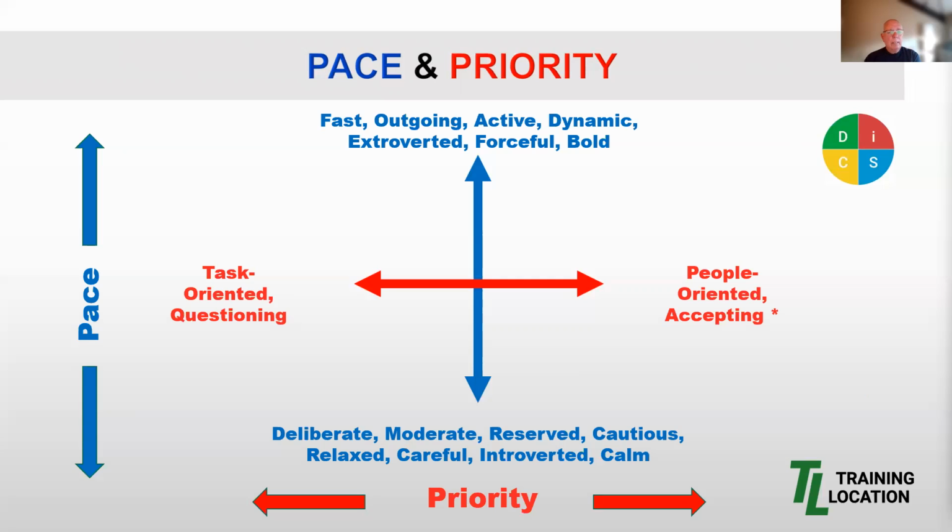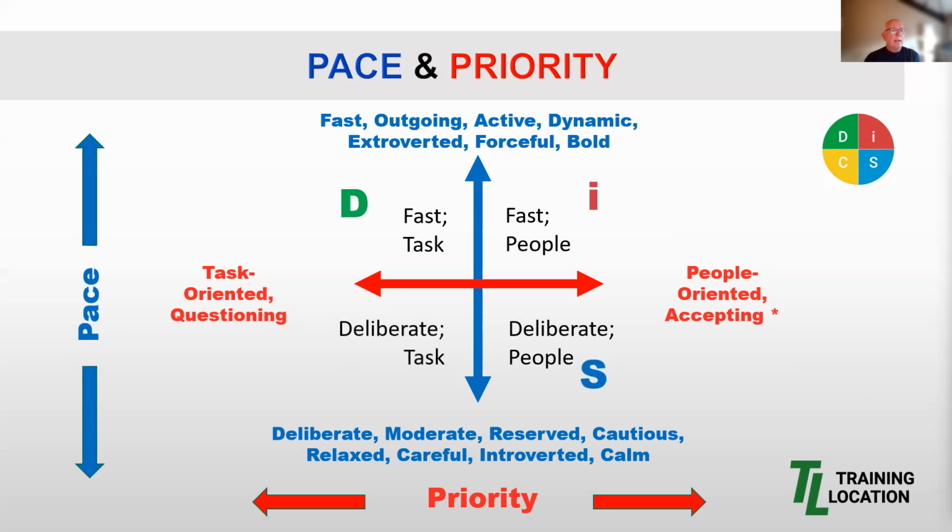As we look at this simple grid, we can begin to make the unique pace and priority pairings into each quadrant. Fast and task describes a D. Fast and people describes an I. Deliberate and people describes an S. And deliberate and task defines what we're talking about today, the C, or conscientious, style.